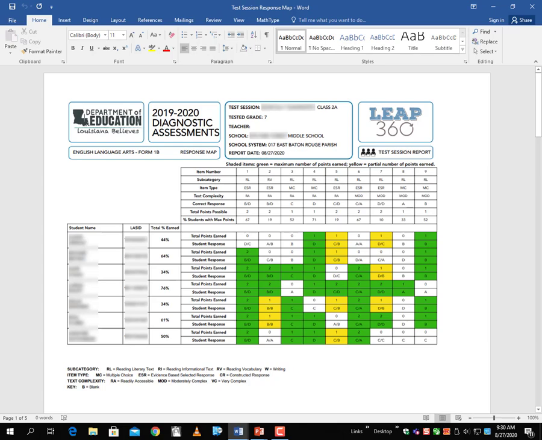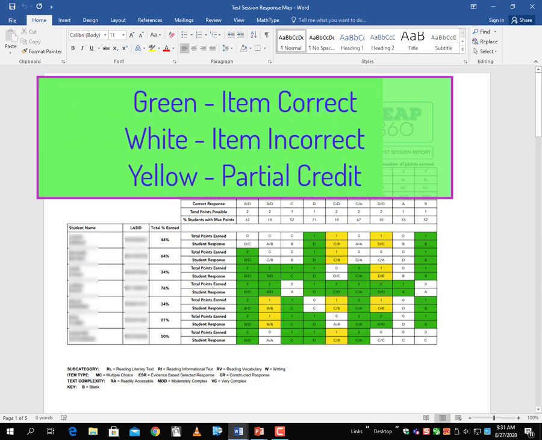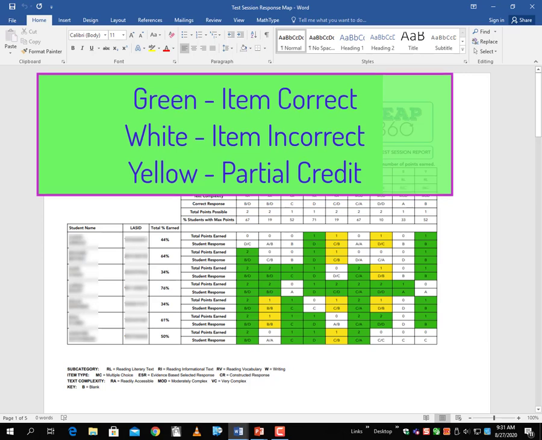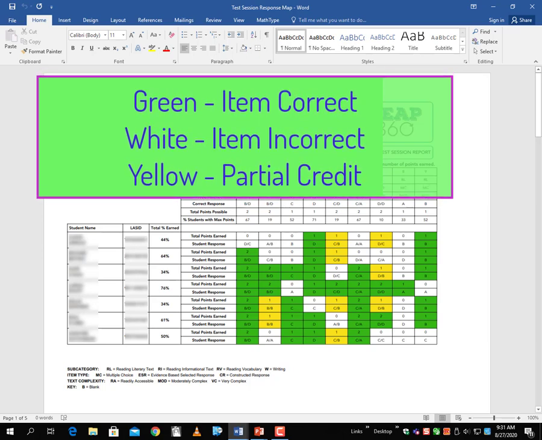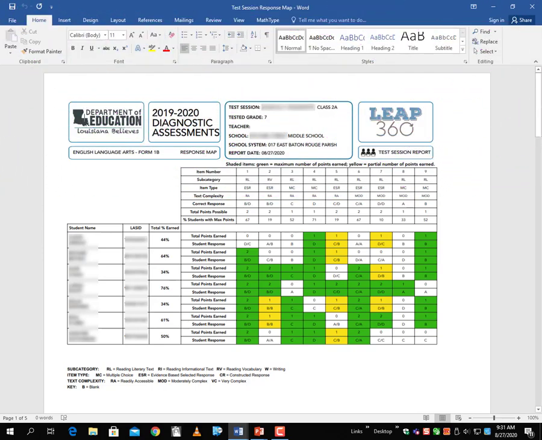So the student response map, very similar. Remember green, remember the colors. Green meant that the student got all the items correct. White implied that the student did not get the item correct, so they got 0 points. And then yellow, remember, means partial credit. So the student got, if it was 2 points, the student may have gotten 1 point instead of 2 points.